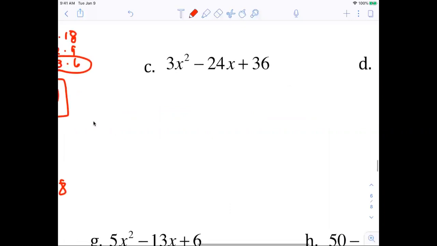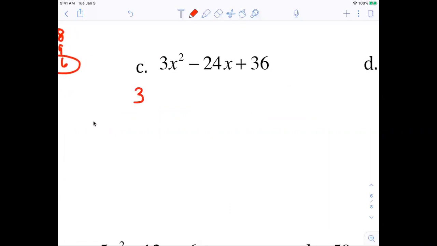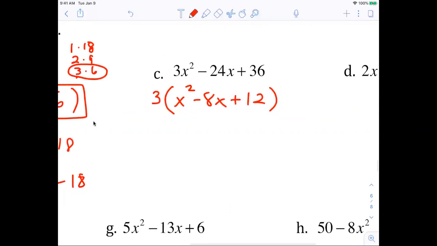In fact, in C, I believe I can factor that 3 out in front. I have 3 times x squared minus 8x plus 12. So I factored that 3 out. I'm not done yet because I still have to see if that inside stuff factors, but it does look much easier than it did before.